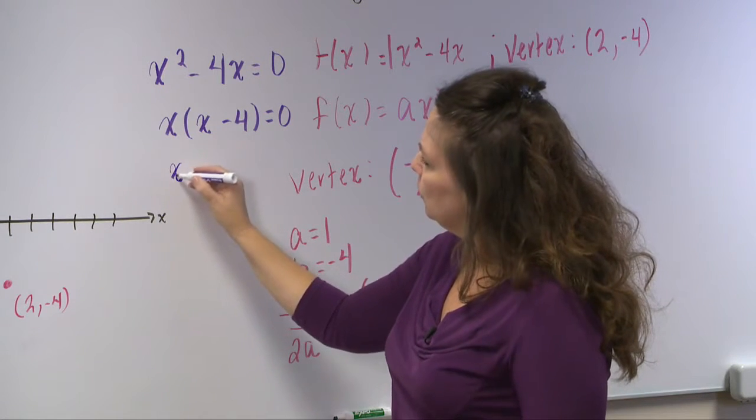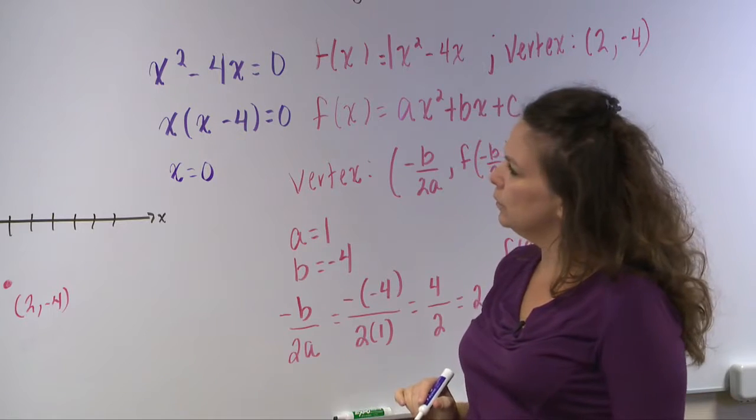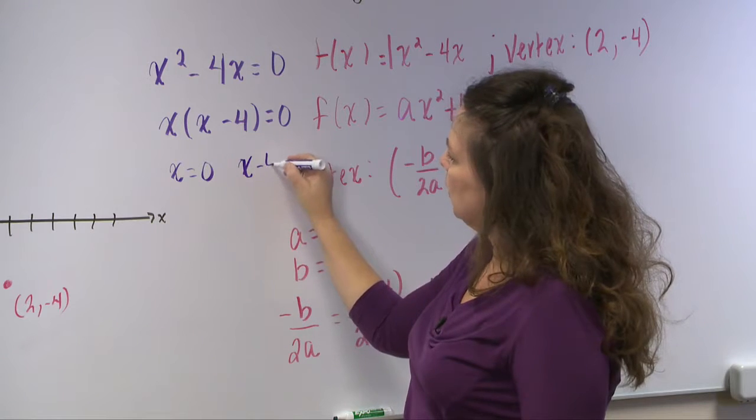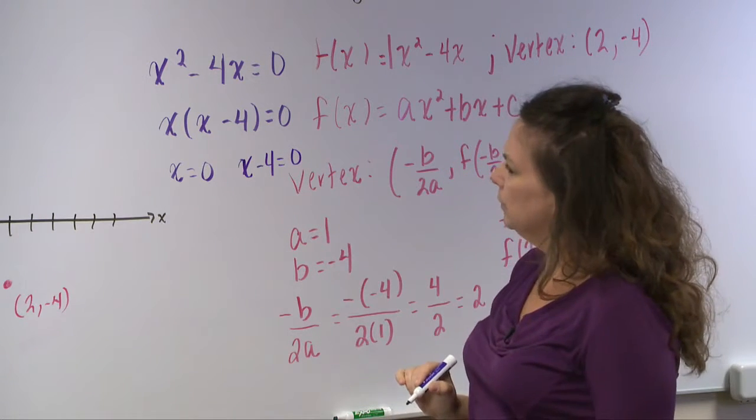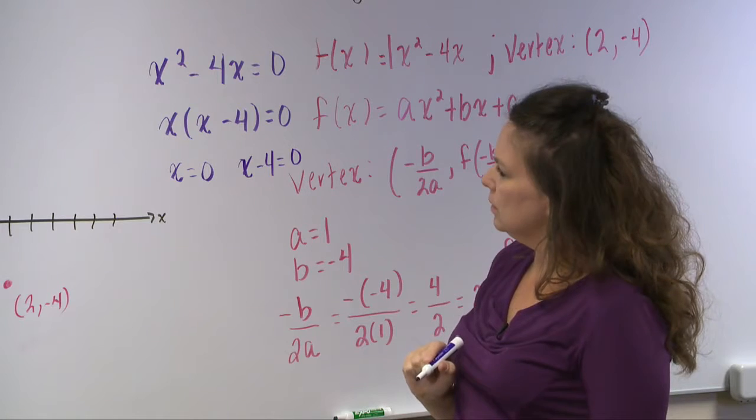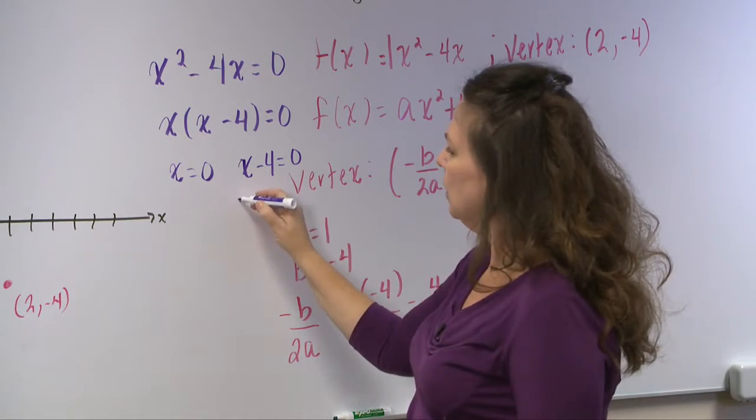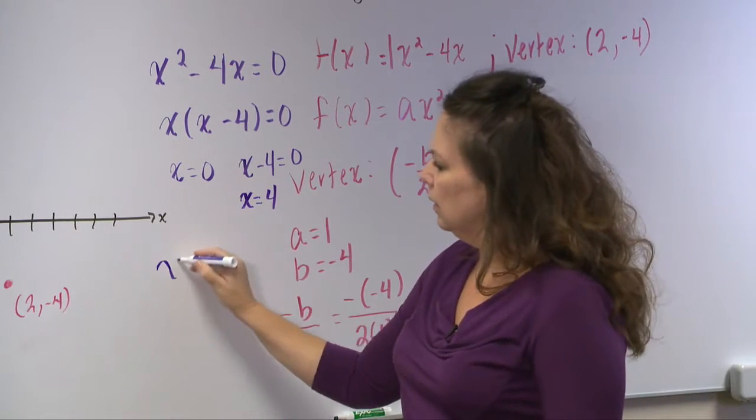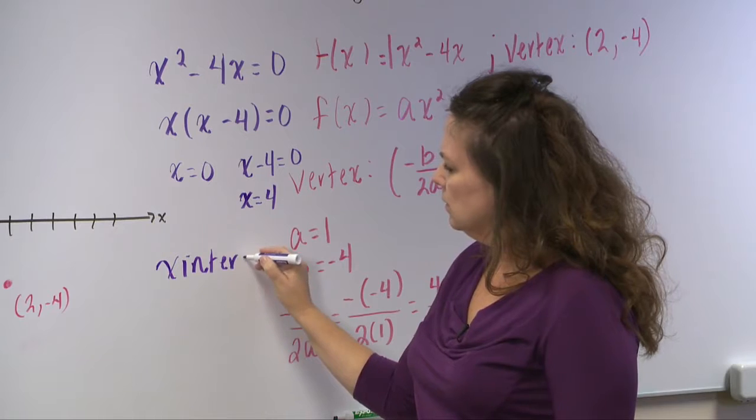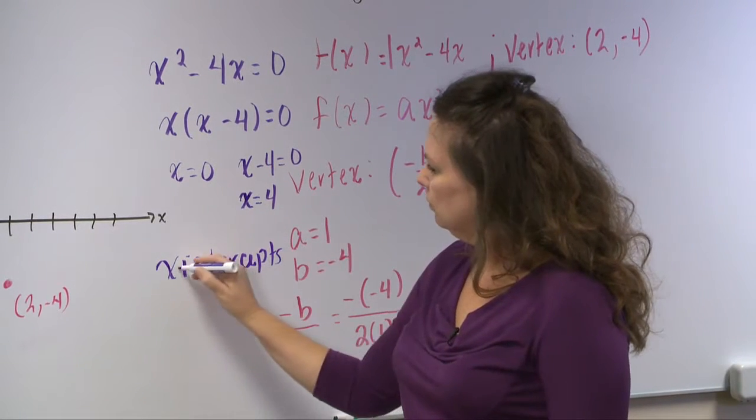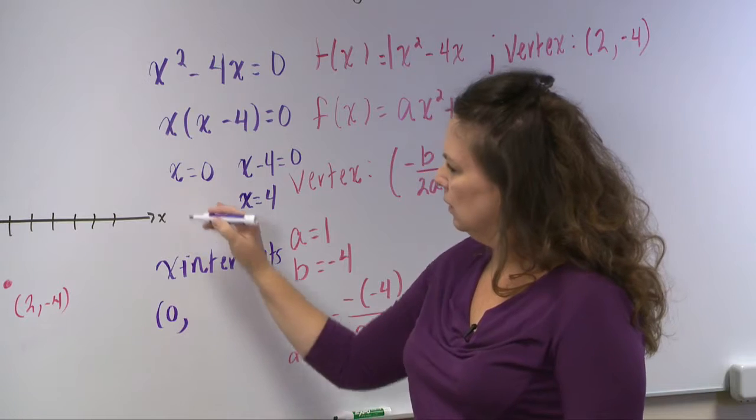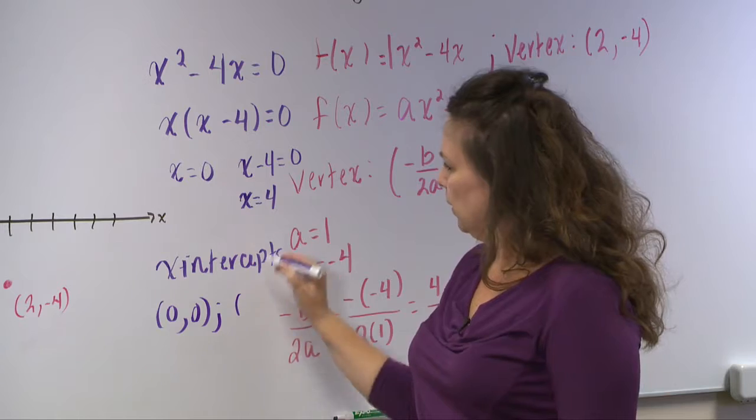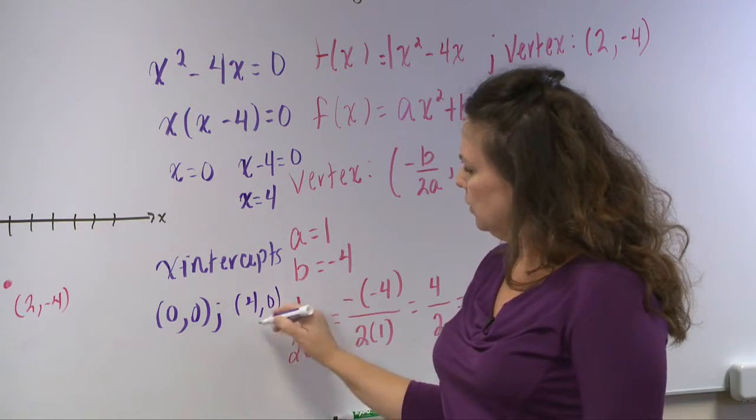Next, I'm going to use the zero product rule and set each of those factors equal to 0. So I have x is equal to 0, and x minus 4 is equal to 0. Solving the second simple equation for x, I'll add 4 to both sides and find that x is equal to 4. Thus, the x-intercepts for the function are 0 for x, 0 for y, the origin, and 4 for x, 0 for y.